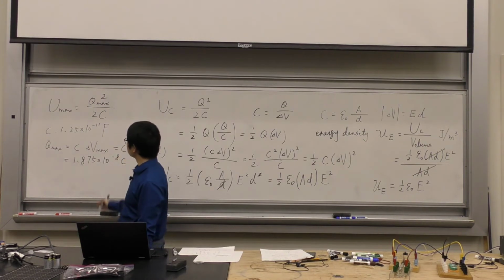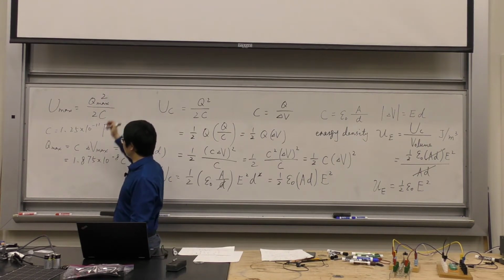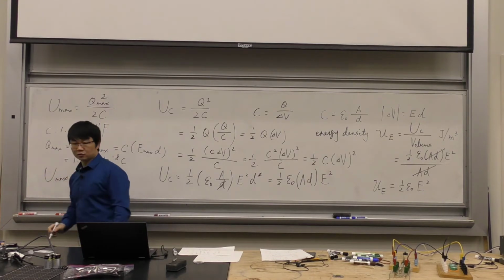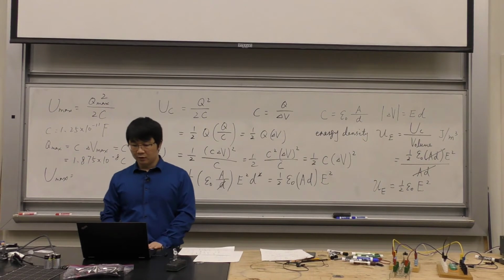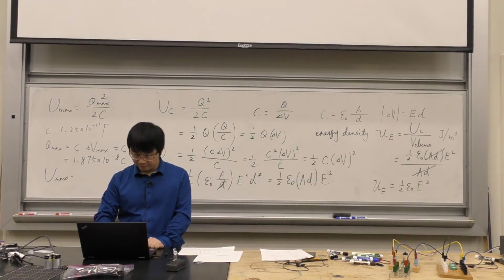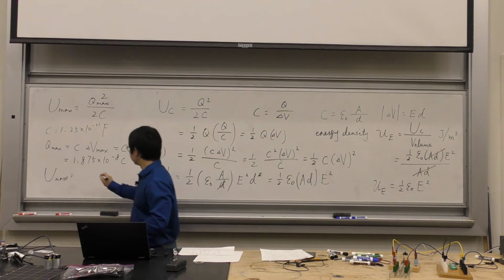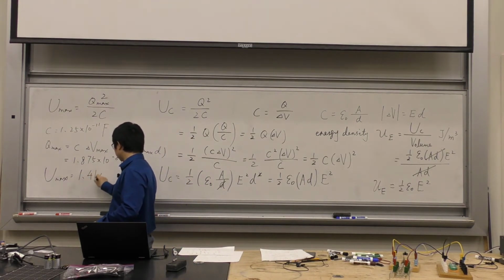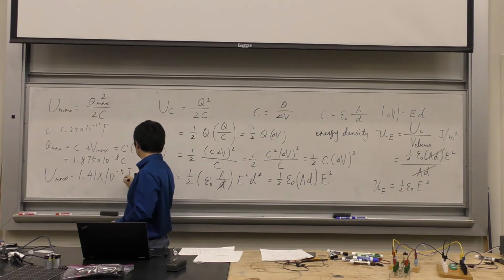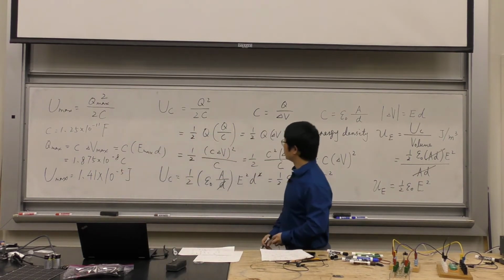Okay, all you need to do is just put these two numbers in that equation. You can find the maximum energy the capacitor can store if there's no dielectric between them, only air between them. Pause the video, do this. This is an easy one. Now you can find this is going to be 1.41 times 10 to the negative 50 joules, right? So that's when there's nothing between them.